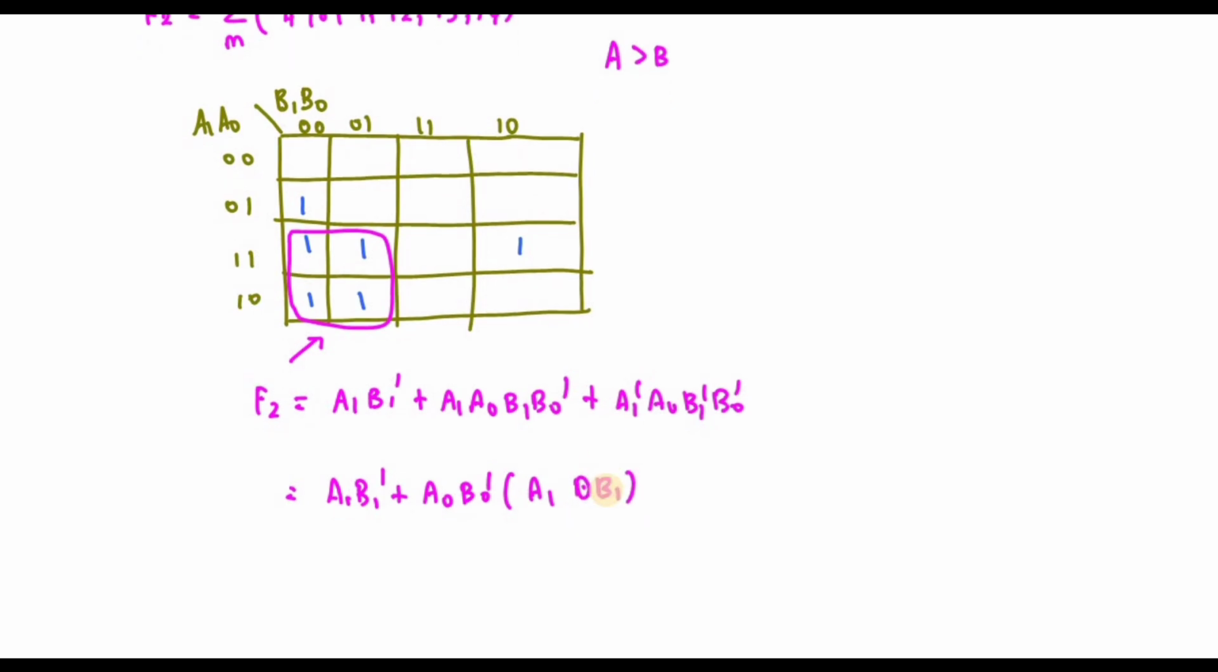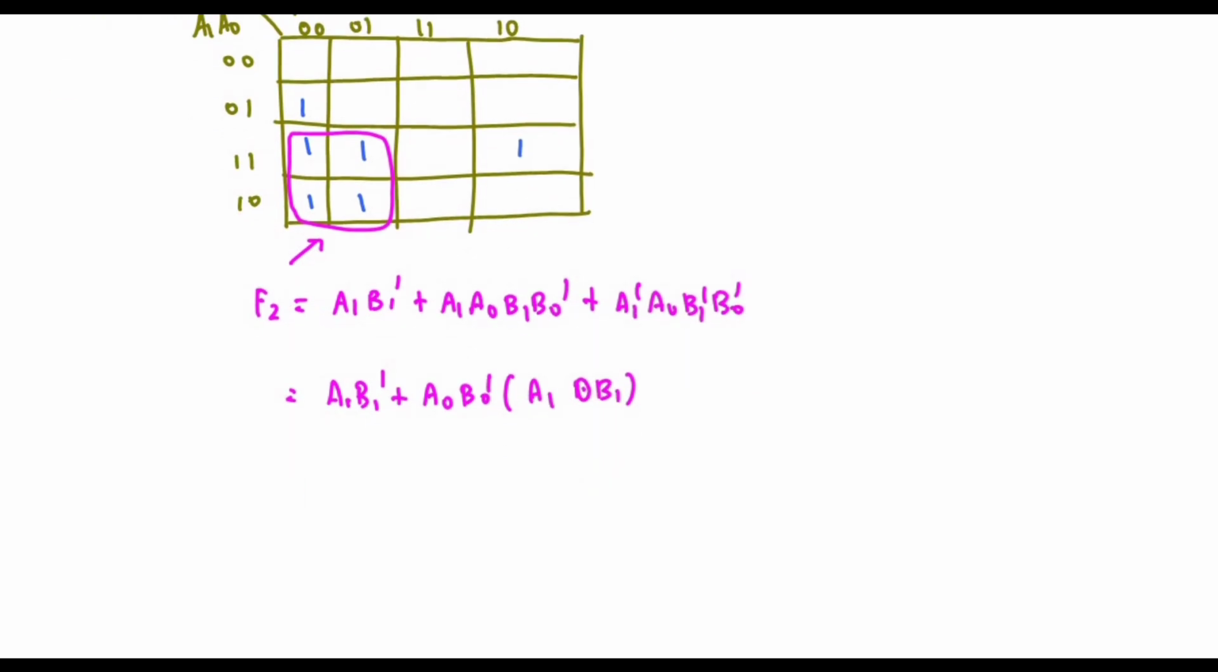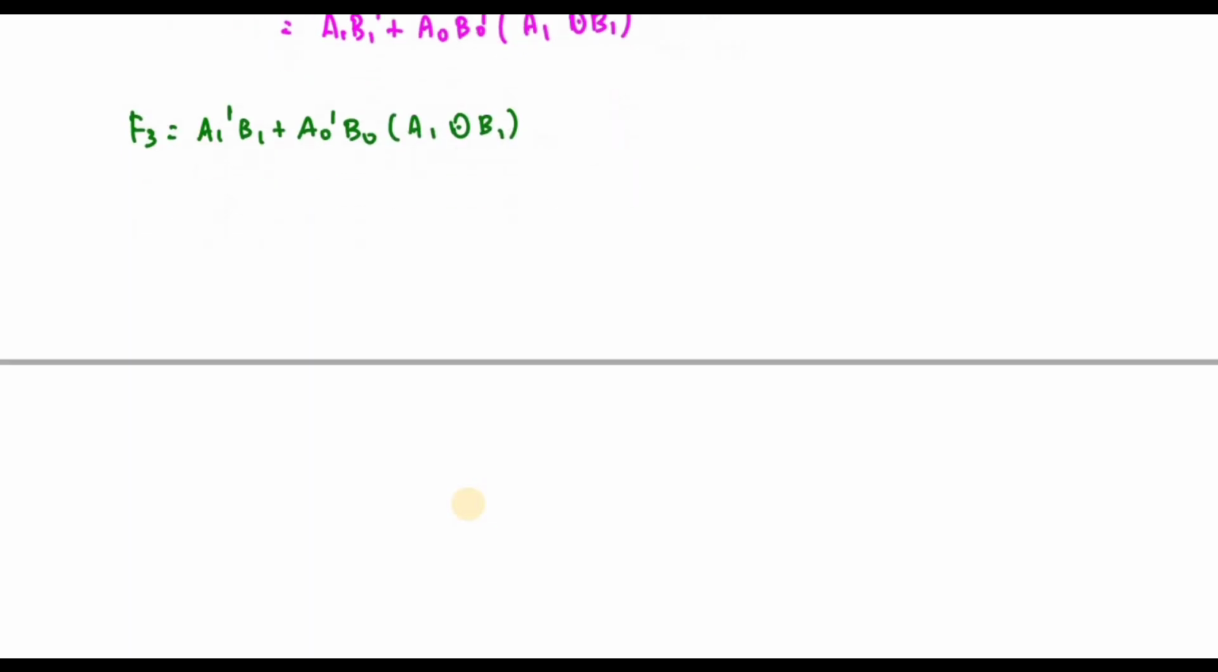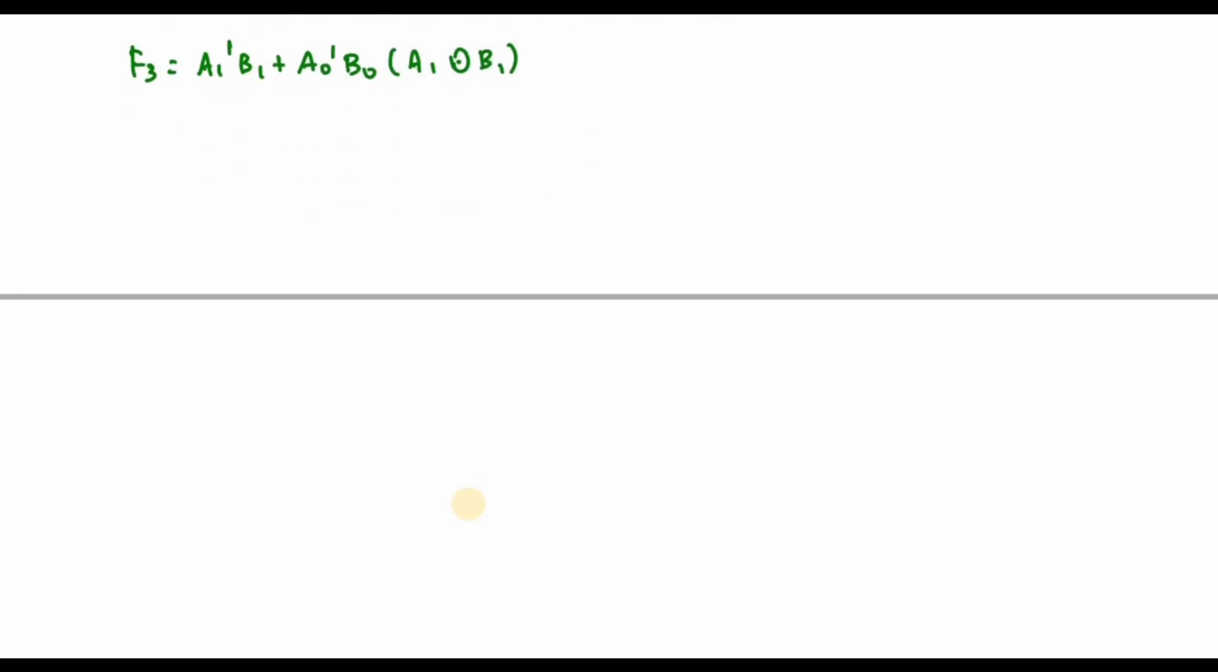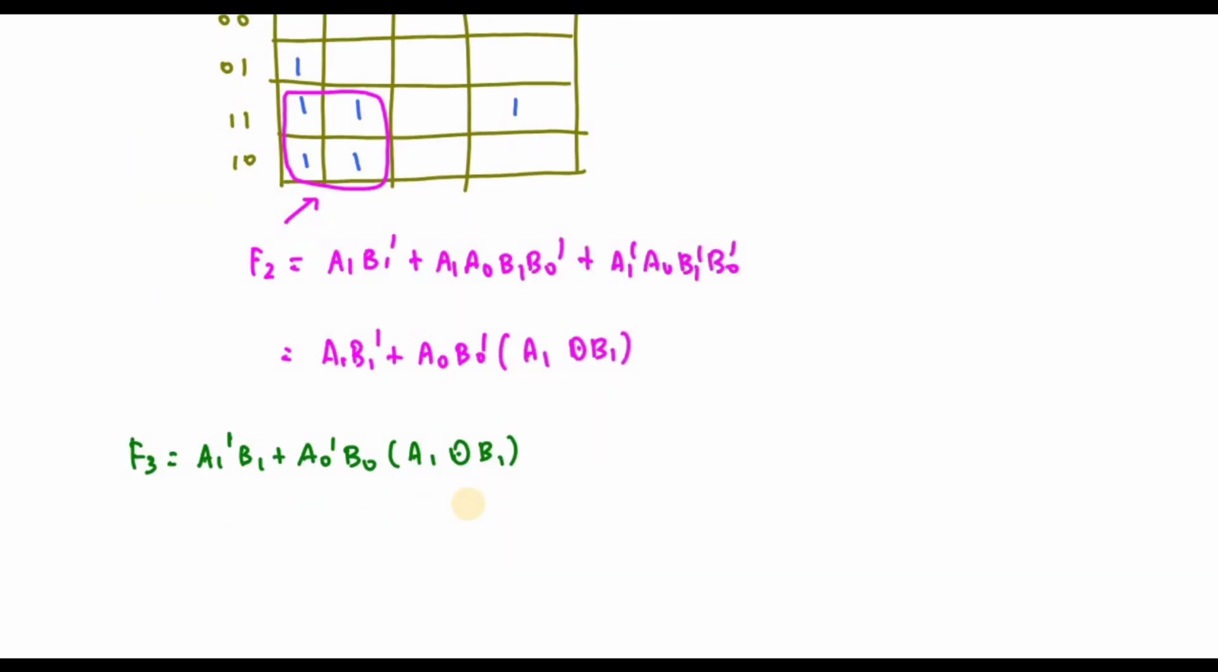So in a similar way you can do it on your own, right? Similarly you find it for F3. If you find it for F3, you will get A1' B1 plus A0' B0 into A1 XNOR B1. So this is what you will get. After that, let us draw the diagram. If you draw the diagram, you will get the answer.